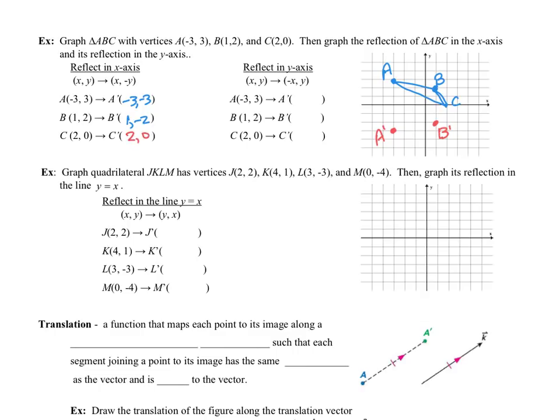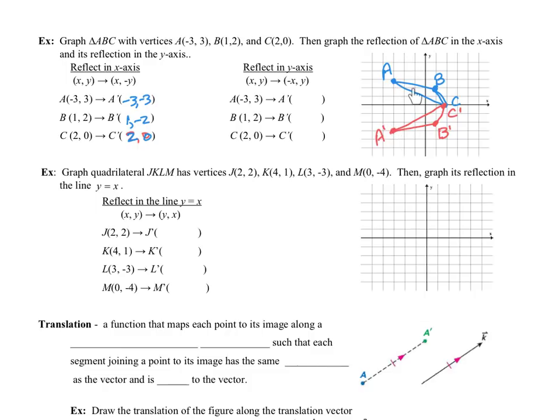All right, and then I'm going to do that in blue. And then let's plot that point, 2, 0, right here. So C and C prime are the same thing. All right, so when you sketch your triangle, you should be able to see the reflection in the x-axis. Okay, if you were to fold your paper along the x-axis, C would just stay where it is, B would land on B prime, and A would land on A prime.